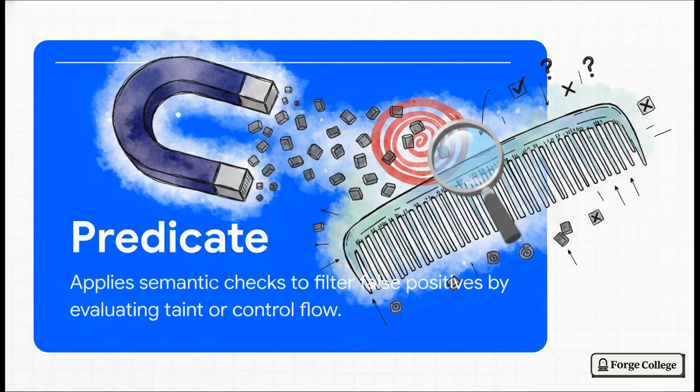To fix that overmatching issue, we bring in the second gear, the predicate. If the AST is our giant magnet, the predicate is our fine-toothed comb. It applies semantic checks to filter out all those annoying false positives. It looks at the stuff the magnet grabbed and asks, okay, but does this actually check out? Is this value tainted? Is it the right type? Does it influence a state-changing control flow? It guarantees the item we caught is actually a real threat.